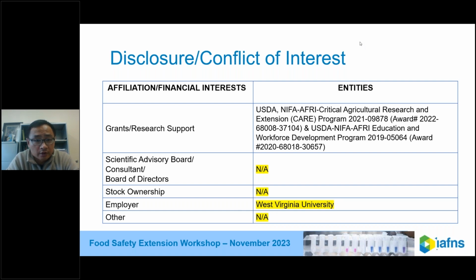This first slide is the disclosure of conflict of interest. I don't have anything, and this talk is supported by the USDA NIFA, the Critical Agriculture Research and Extension Program, and the Education Workforce Development Program for undergraduate research and extension.